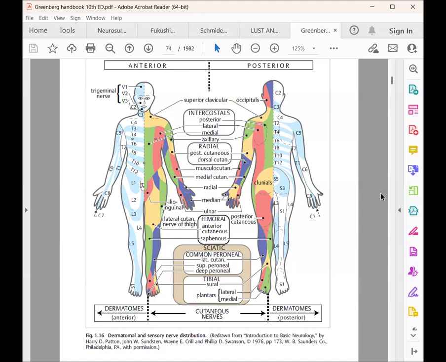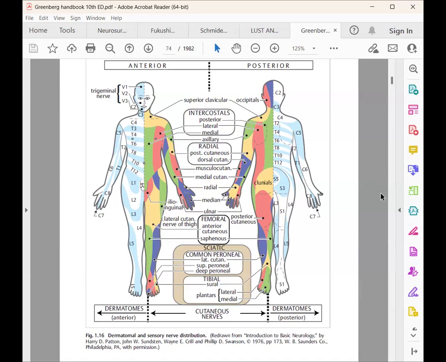Then L4 is the medial part of the leg. L5 is the one which will go to the big toe. And then this complete dorsum of the foot will be supplied by L5. And S1 is the lateral part of the leg. Similarly, we just remember that this S1 is the lateral part of the leg as well as it is supplying the sole of the foot, this part of the sole of the foot. Now, this is the dermatomal distribution of the body.